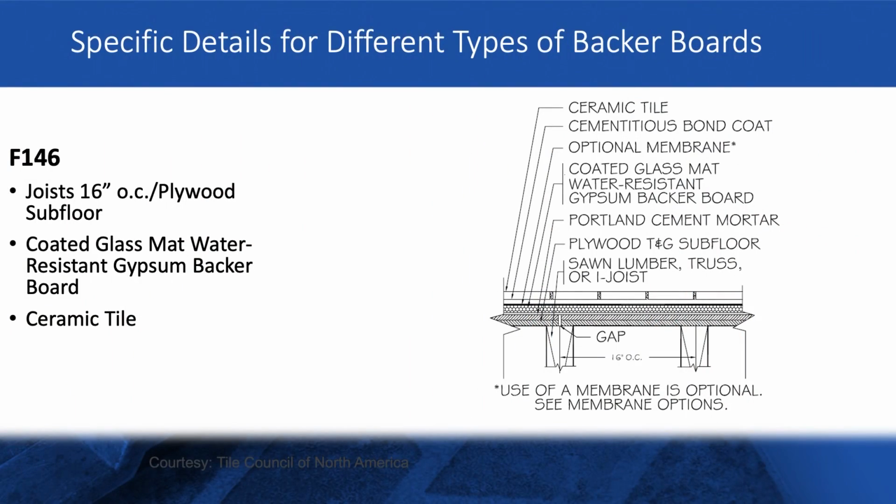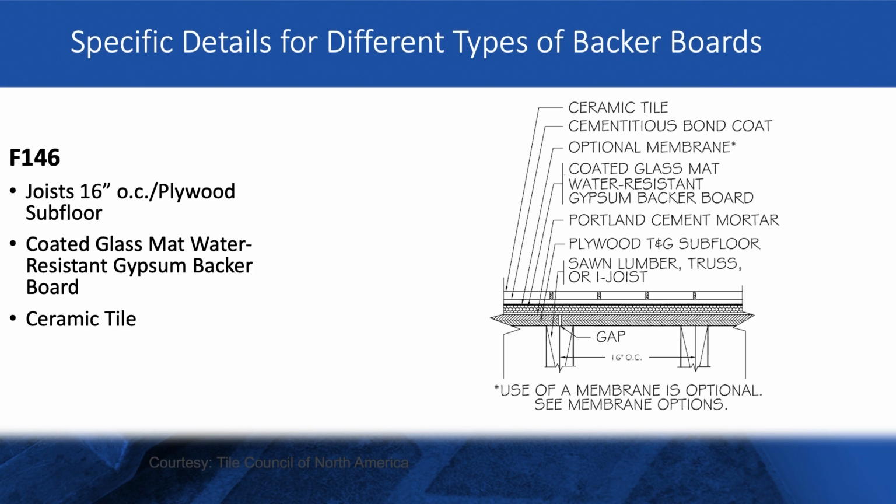F146 utilizes coated glass matte water-resistant gypsum backer board. Man, that's a mouthful. That incorporates a moisture barrier on the face, which is designed to keep moisture from migrating through the grout joint and potentially damaging the surface below. The board ends and edges are fit closely together, eliminating the gaps. We're going to tape the seams and corners with 2-inch alkaline-resistant glass fiber mesh tape and a cementitious bonding coat material such as thinset.